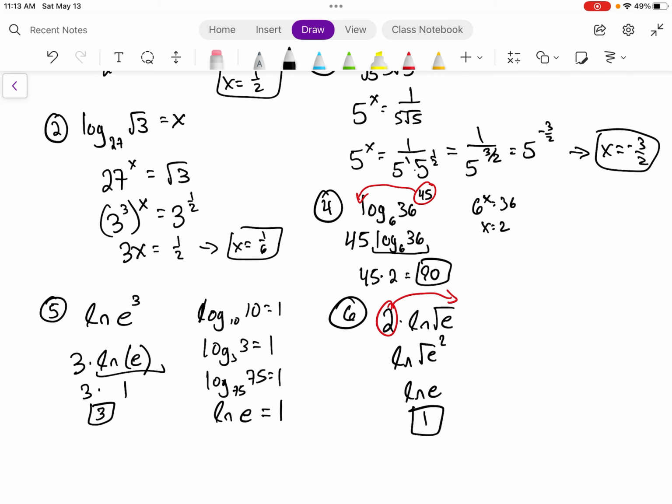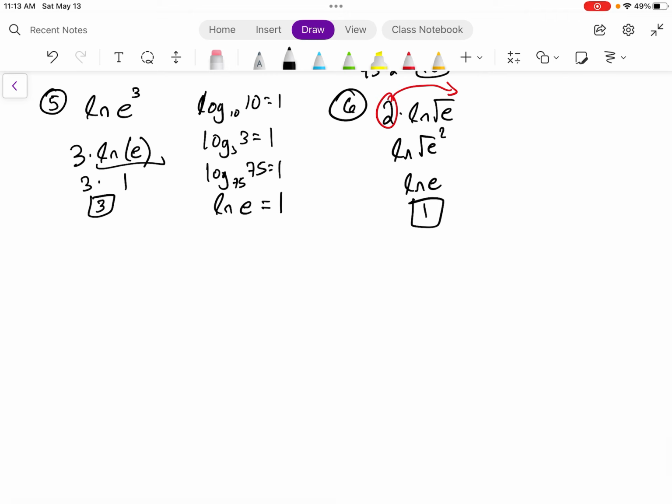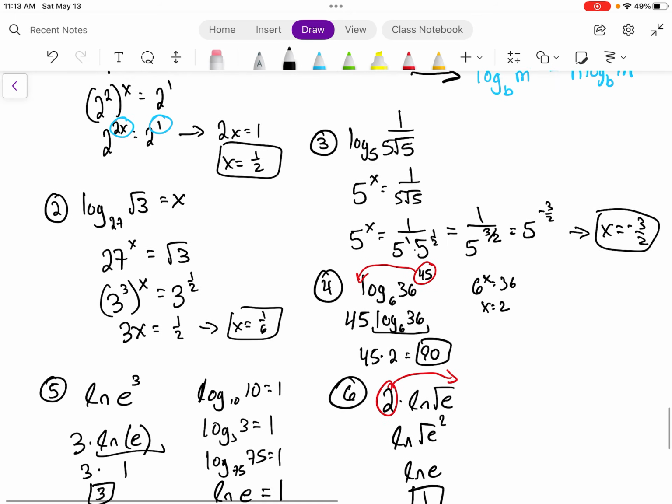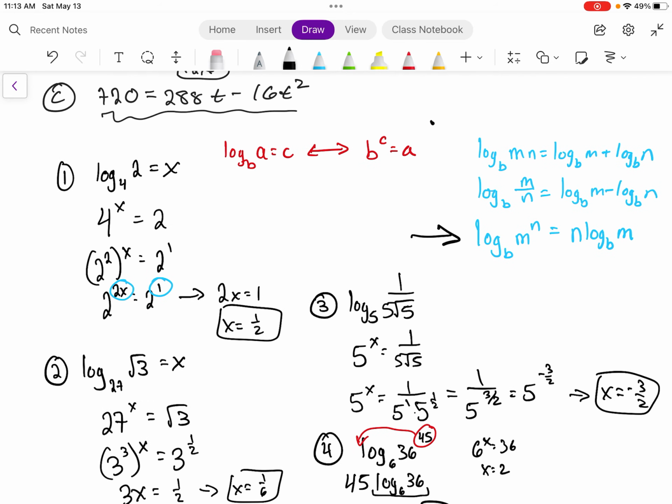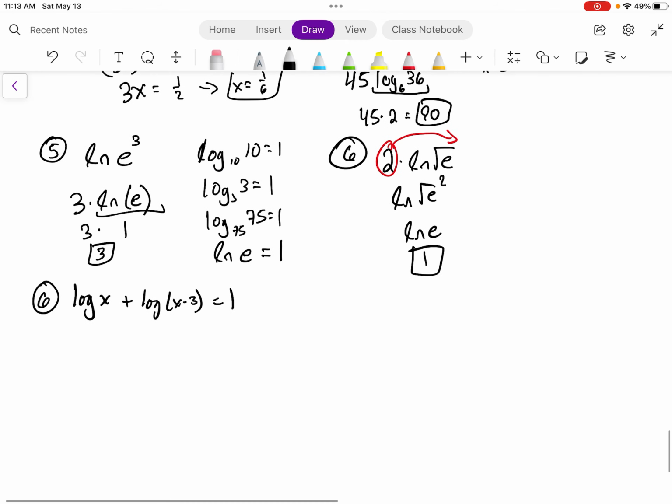Okay. Let's move on to the next number 6. Now I'm bothering myself with this. Okay, the next number 6, which is log x plus log x minus 3 equals 1. Now we're going to want to go back up and use that first rule here. We're going to want to combine the logarithms on the left, and if we have addition there, we're going to multiply, of course.